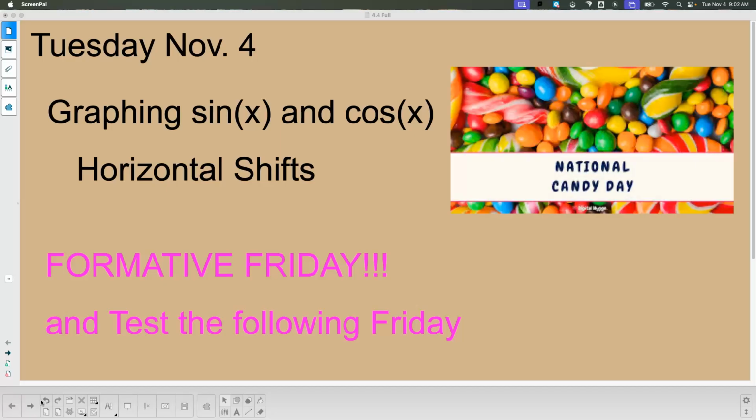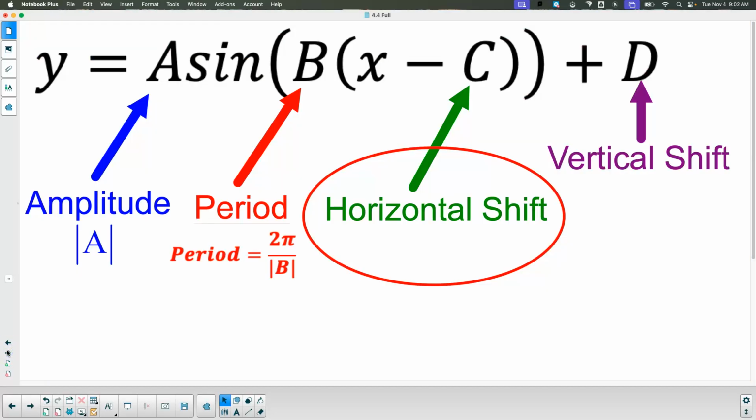So with that being said, today we are going to add the last of the 4 numbers, and that's going to be the horizontal shift. Okay? So the only thing that the horizontal shift is in control of is the start. That's the only thing that C is in control of, is where you start. Everything else is controlled by one of the other 3 numbers.